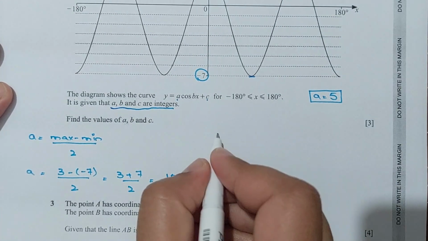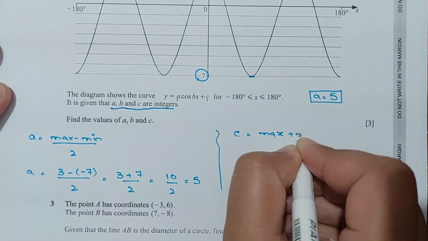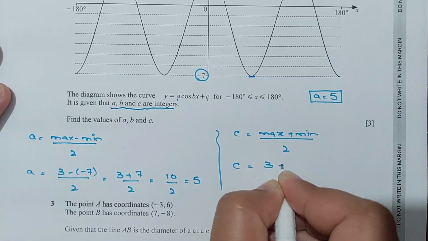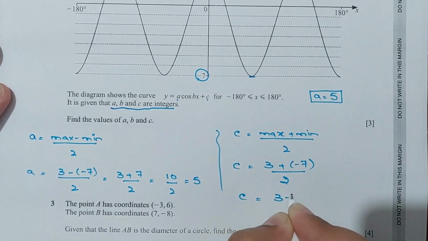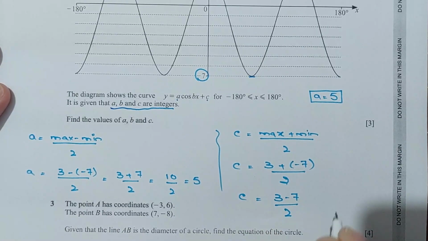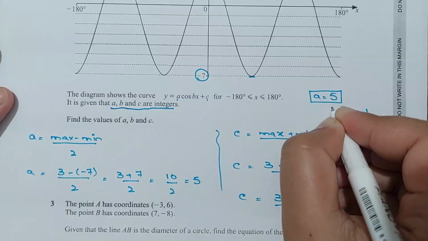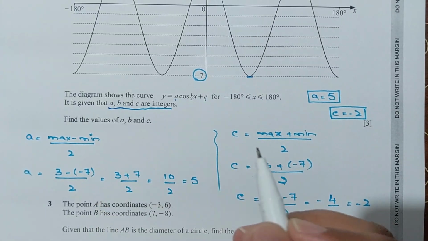Now let me solve for the C value. For the C value, we have the formula maximum plus minimum divided by 2. C equals the maximum, 3, plus the minimum, negative 7, divided by 2. So C would be equal to 3 minus 7, which is negative 4, divided by 2, and this is negative 2. So we are done with C, which is negative 2. It is also an integer. Now let me solve for the third constant, which is B. We can get the B value with the help of the period.